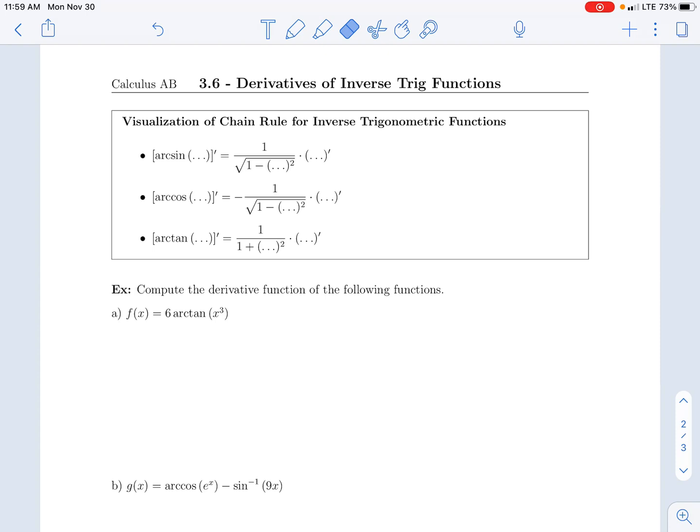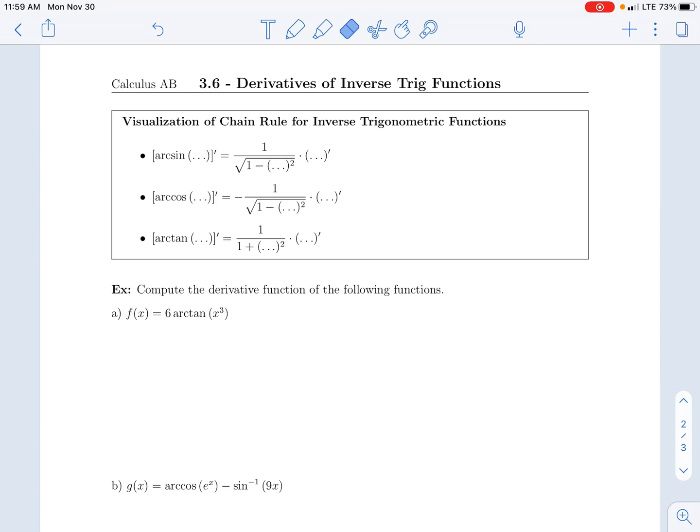Okay, so now let's talk about the derivative of inverse trigonometric functions using the chain rule. If I have arc sine of parentheses, the derivative of that is 1 over the square root of 1 minus the parentheses squared times the derivative of the parentheses.